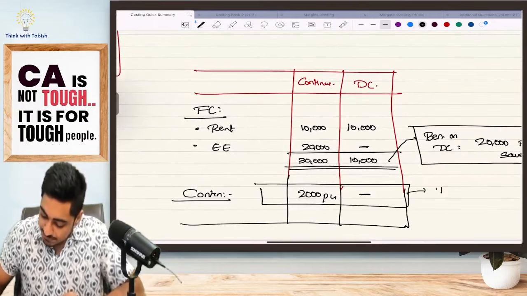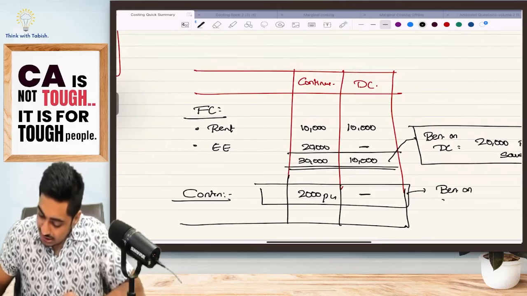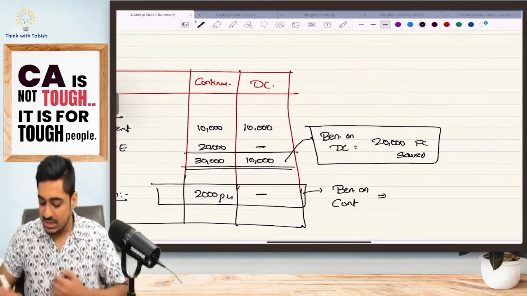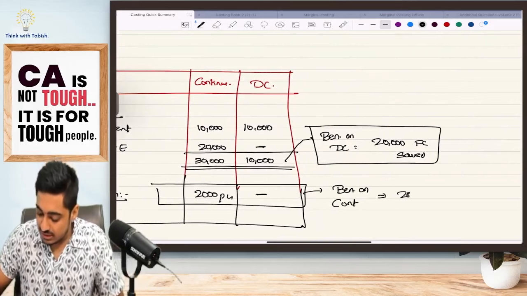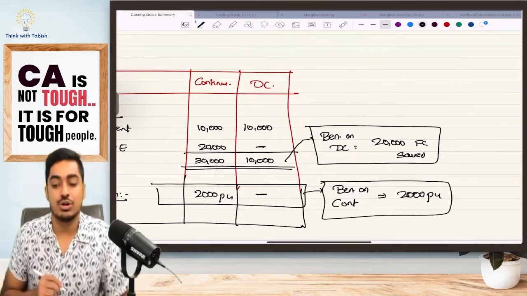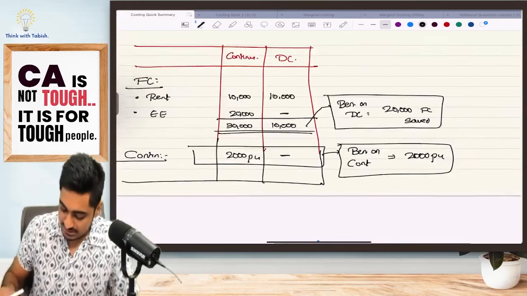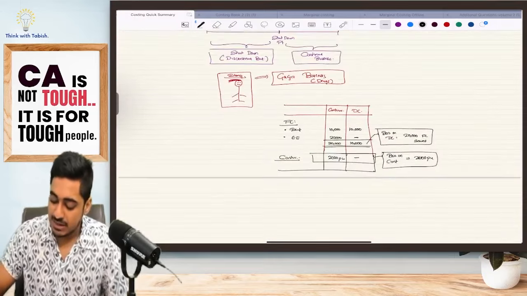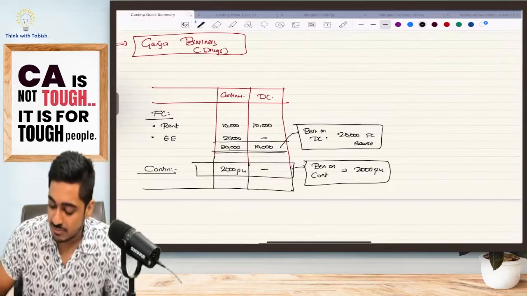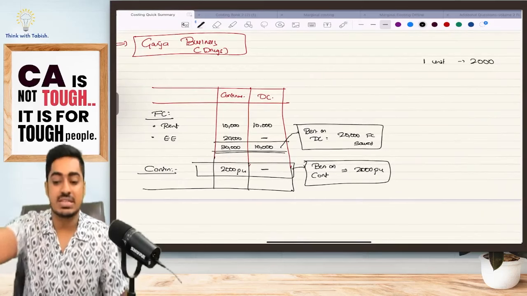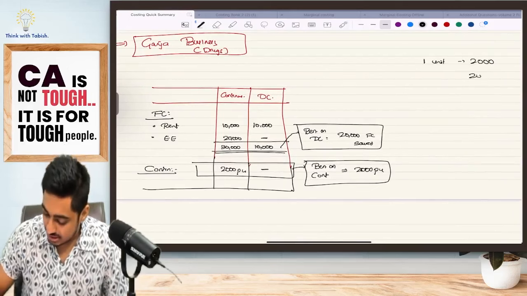What is the benefit I will be getting on continuing the business? Sir, I will be earning 2000 rupees per unit. Yes or no, everyone? Yes, sir. That means, tell me one thing, students. If I am continuing the business, how much benefit am I getting? For 1 unit, I am earning 2000 rupees. If I am discontinuing, right now only I am earning 20,000.